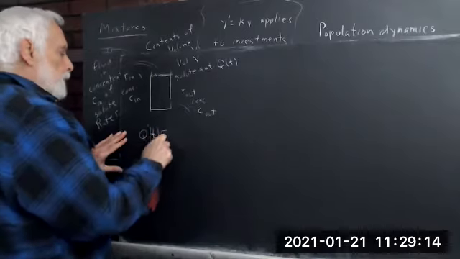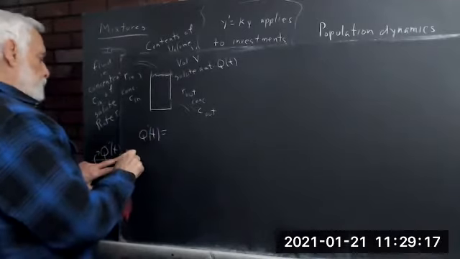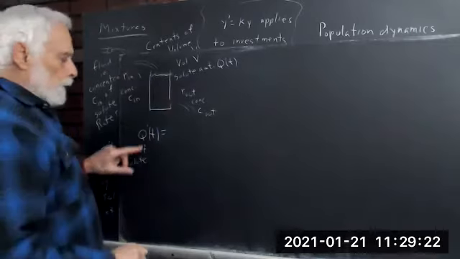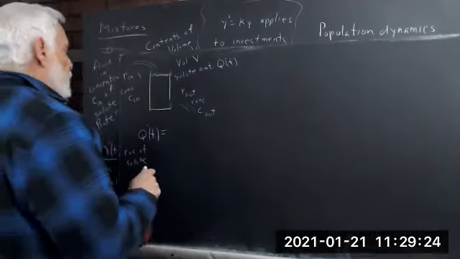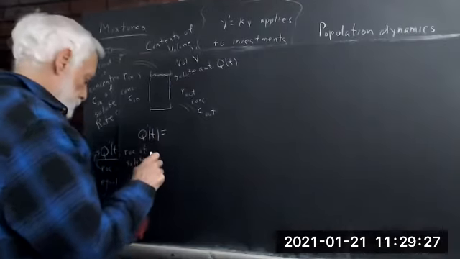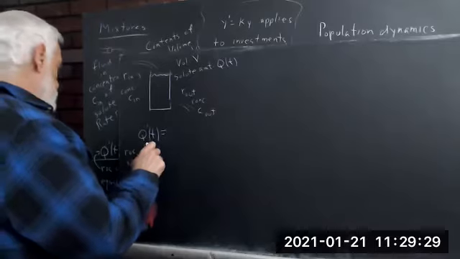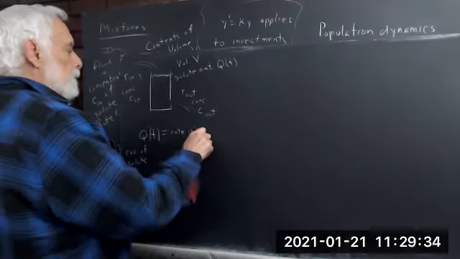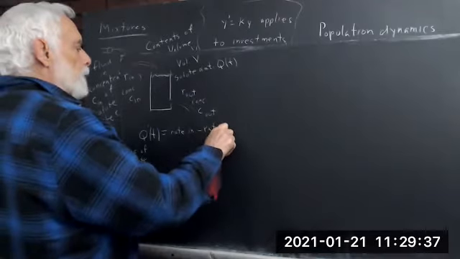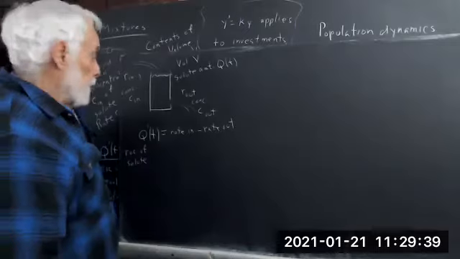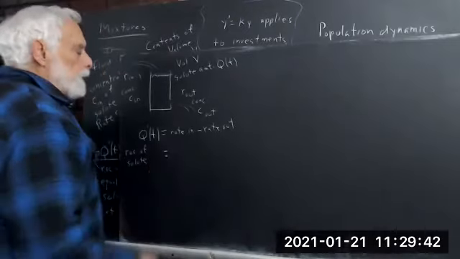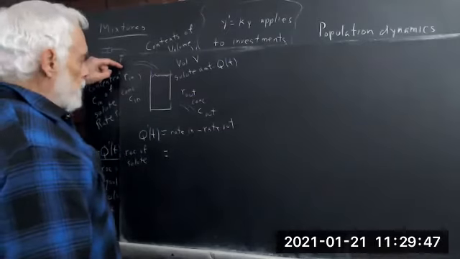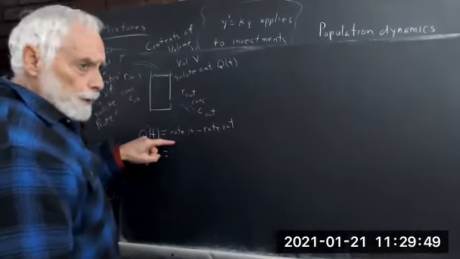So Q prime of T, the rate of change of the solute in the tank, is equal to rate in minus rate out. Okay, well, what's the rate in? You have R in. Now, that's not the rate at which solute comes in.